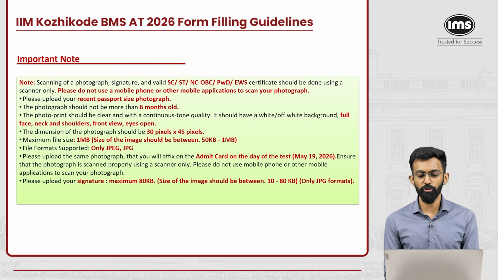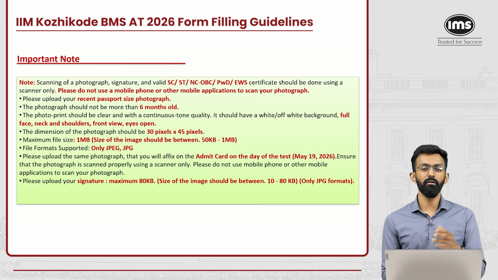The dimensions of the photograph should be 30 pixels into 45 pixels. The maximum file size cannot exceed beyond 1 MB. The only supported format is JPEG and JPG. Now, if you are an iOS user, you may find your photograph in the form of HEIC format.